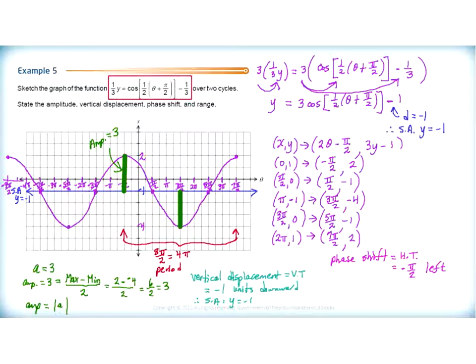And then we are also asked for the range of this function. That would be all values of y such that -4 is less than or equal to y, which is less than or equal to 2, and y belongs to the set of real numbers. The minimum value of the function is at -4. The maximum value of the function is at 2. So that's where the range comes from. The range is dependent upon the location of the sinusoidal axis as well as the amplitude of the function, 3 units above and 3 units below the sinusoidal axis.